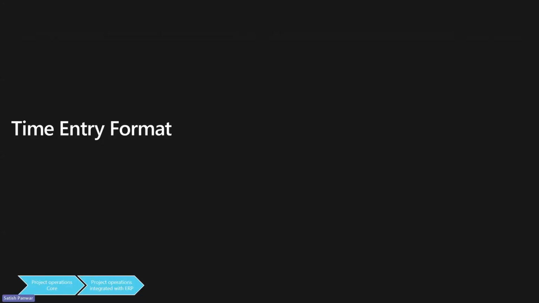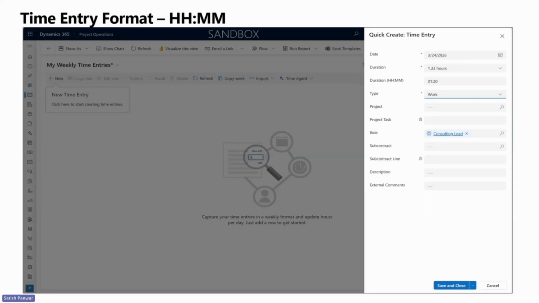Another feature is the time entry format for the duration field. We have now added support for hours and minutes in the field from a duration perspective. The time entry form now comes with new duration hours and minutes fields that let you enter a duration with more flexibility. Any update to the duration field automatically populates duration hours and minutes, and vice versa. This allows users to enter their time in hours and minutes rather than doing any calculations.